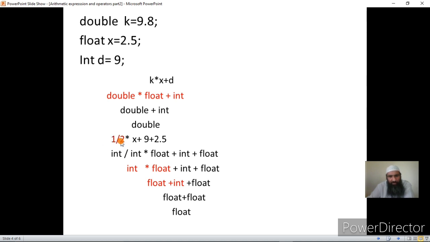So first we will be doing integer by integer. Why do I say this is an integer? Because it does not have a decimal point. All those constants without a decimal point are called integers. Now this is an integer, 2 is an integer. Then x is a float, because it has been declared as a float, and 9 is an integer because it does not have a decimal point. 2.5 is a float because it has a decimal point, and this value falls within the range of floats. Now int divided by int, then multiplied by float, plus int plus float.